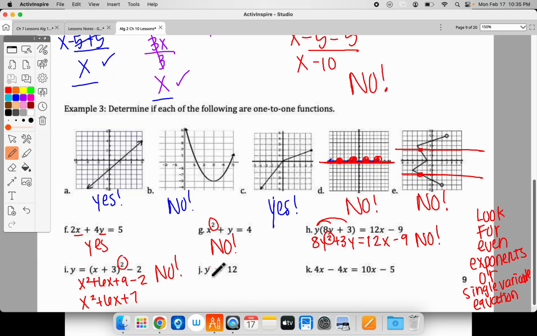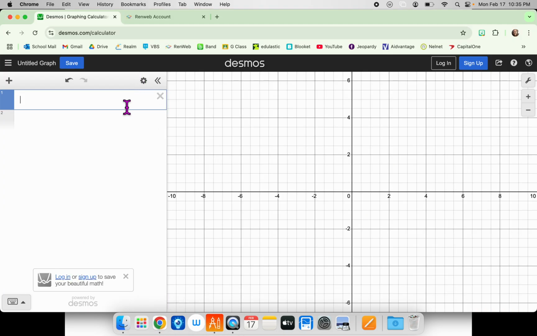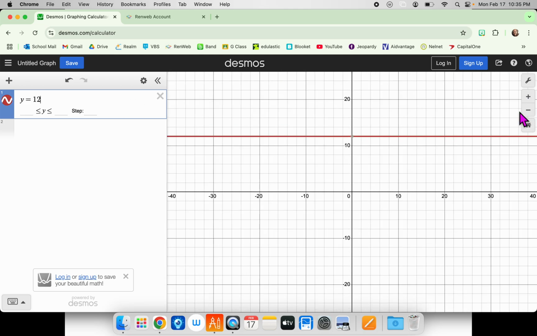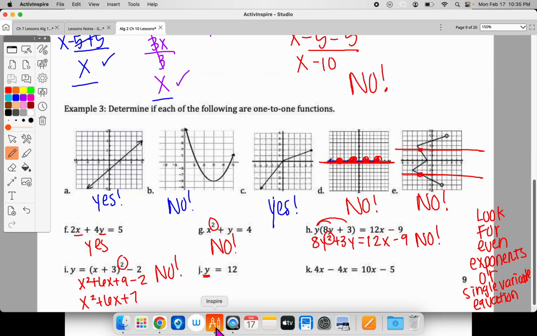Okay, on this one right here, I don't have any exponents, but I only have one variable. When I have one variable, y equals 12, that creates this horizontal line. And like we saw on example D, horizontal lines are not going to pass the horizontal line test because it literally hits at every single point. So this is not going to be a one-to-one function.